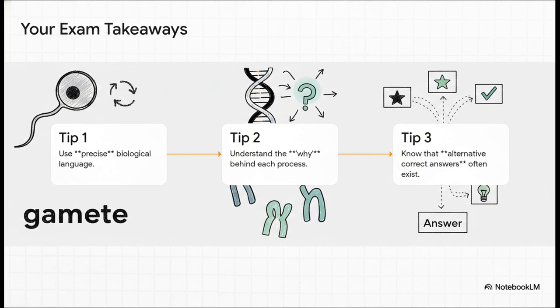So, after all that, what are the big takeaways? Well, first, use precise biological language. Words like gamete or random matter. Second, really understand the why behind the what. And third, remember that there are often different ways to say the right thing, so be confident in your own words if you know the science.